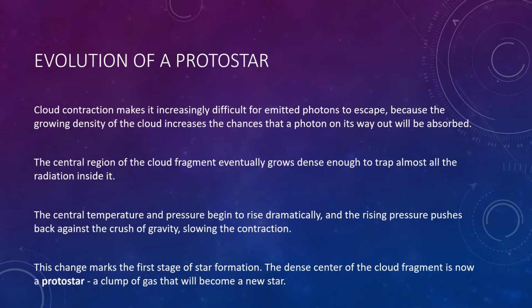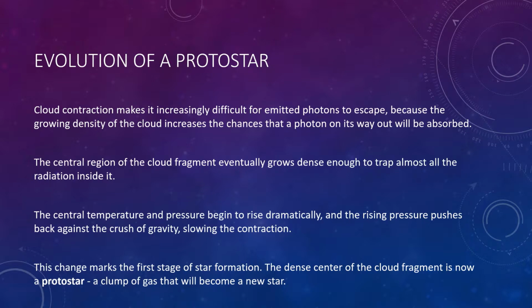A cloud fragment will continue to collapse on itself as long as it remains cold, and it can remain cold as long as the photons emitted by molecules within the cloud can carry away the energy released by the contraction. It's easy for photons emitted by molecules to escape from the cloud early in the process of contraction, while the cloud's density is still low, because the photons are unlikely to run into other molecules after they are emitted. This situation begins to change, however, as continued contraction packs the cloud's molecules closer together.